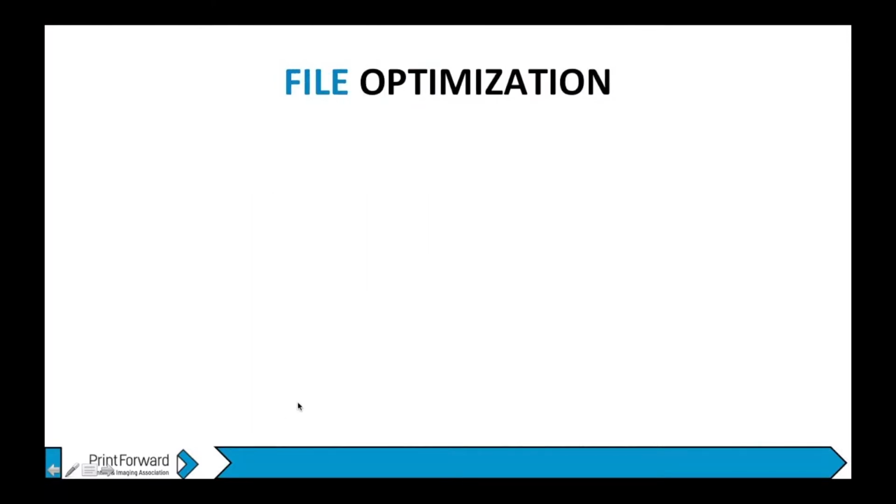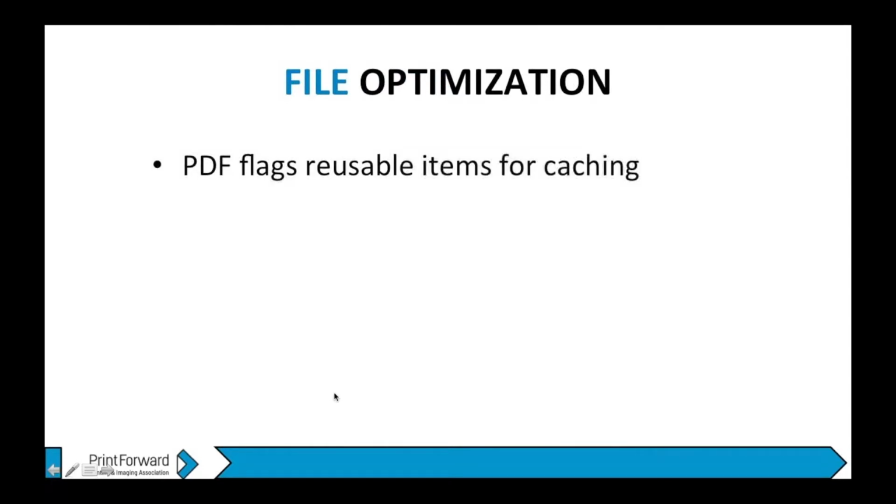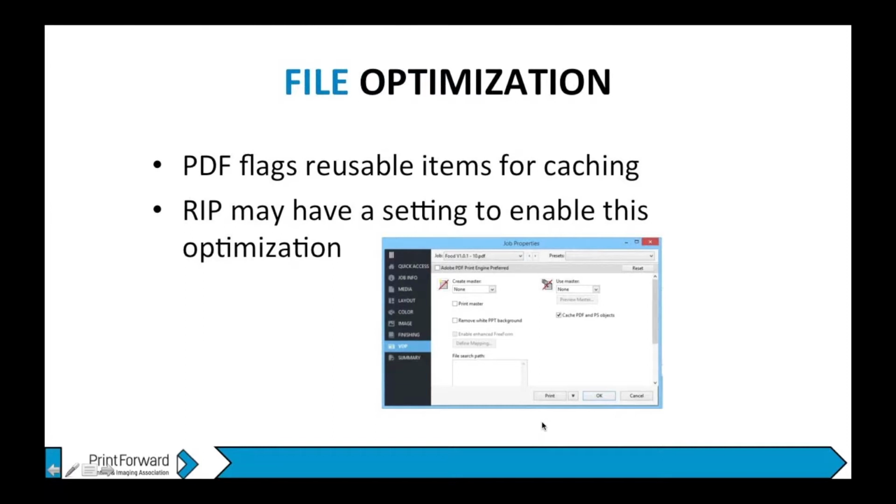I did talk a little bit about the file optimization while it was building. PDF flags the reusable items for caching. And this is the setting that I was talking about. This is a Fiery RIP. The setting that you would use is under the VDP tab, and it's this little checkbox that says Cache PDF and PS objects. This utilizes that optimization, and it allows the RIP to actually process much, much faster.